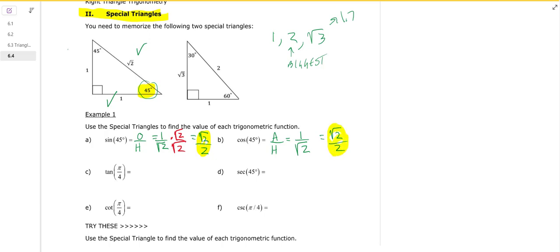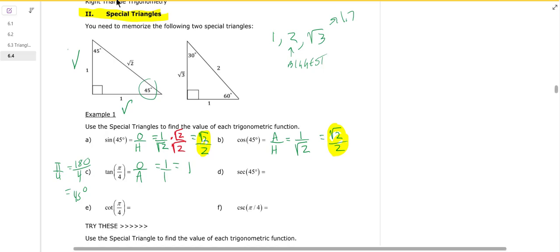Okay, next one we have is pi over 4. I decided I'd put some of these in radians. And pi over 4, remember, pi is 180 degrees, so if you do 180 over 4, you get 45 degrees. So again, we'll look at the 45-degree angle. The tangent is opposite over adjacent. Opposite would be 1. Adjacent would be 1. So that's 1 over 1, so we would get an answer of 1 on that.